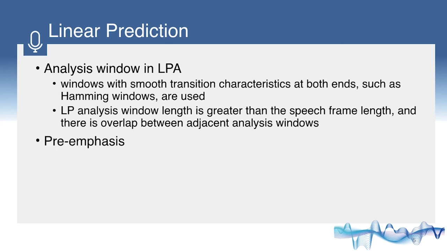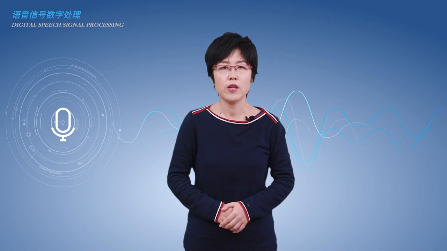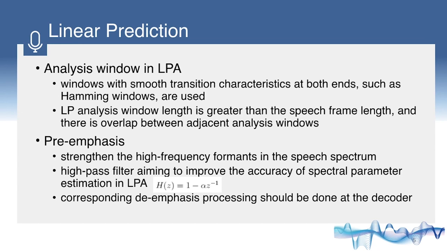Before LP analysis, pre-emphasis processing is first used to strengthen the high-frequency formants in the speech spectrum, making the short-time spectrum flatter. Pre-emphasis is a kind of high-pass filter aiming to improve the accuracy of spectral parameter estimation at the encoder, and a corresponding de-emphasis processing should be done at the decoder.